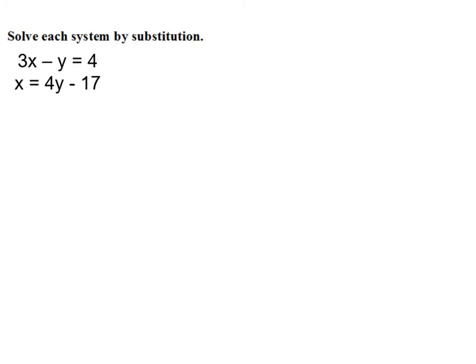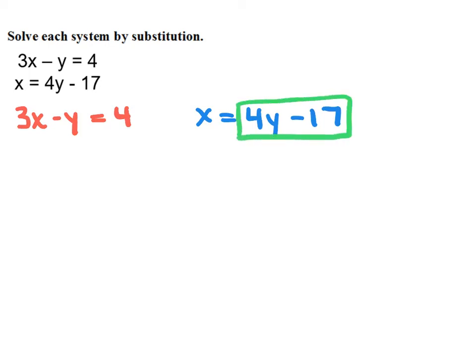In our next example, the equations are 3x minus y equals 4 and x equals 4y minus 17. Again, in this example, x is already by itself. So I can take this expression and substitute it for x in the other equation. So my equation will be 3 times (4y minus 17) minus y equals 4.